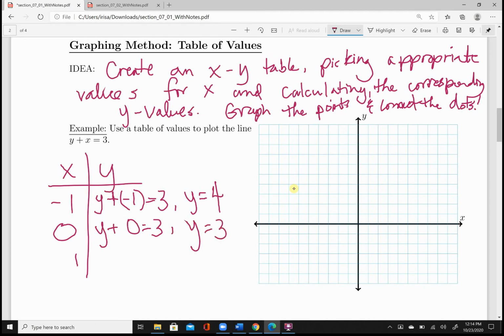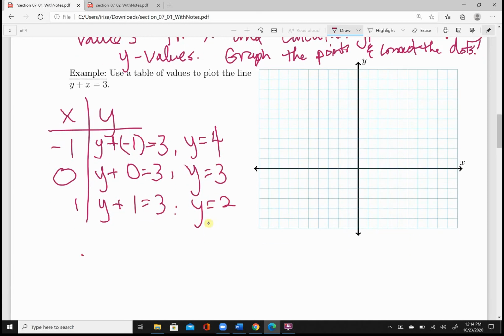And then with X equaling 1, what do you have to add to that 1 in order to get a 3? In that case, Y will equal 2. So your ordered pairs are -1, 4, 0, 3, and 1, 2. So you'll plot those on your coordinate plane here. -1, 4 is right there.